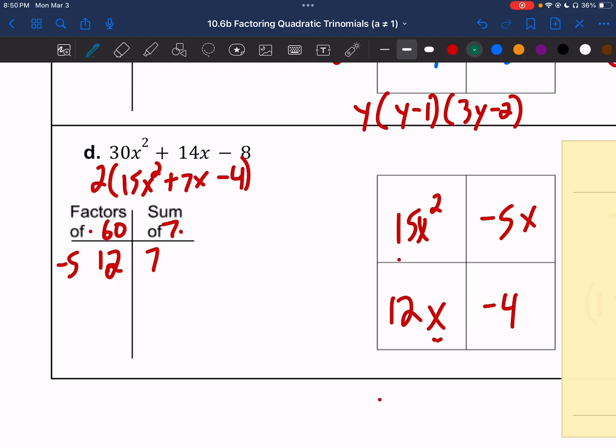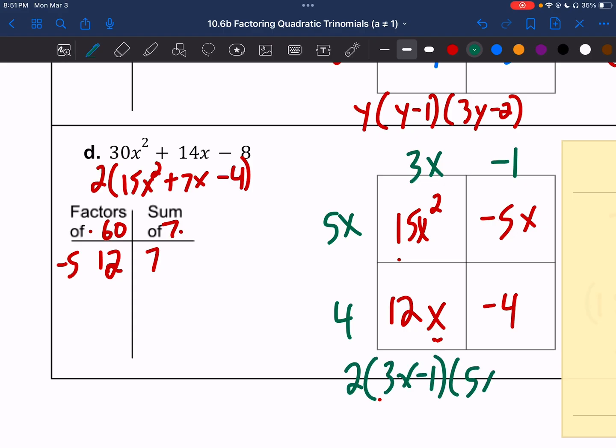First row, 15x squared and negative 5x, we have a 5x common. 12x and minus 4, that's a 4. 15x squared and 12x have a common factor of 3x. Negative 5x and negative 4... negative 5 and 4, common factor negative 1. So we have a 2, we have 3x minus 1, and we've got 5x plus 4.